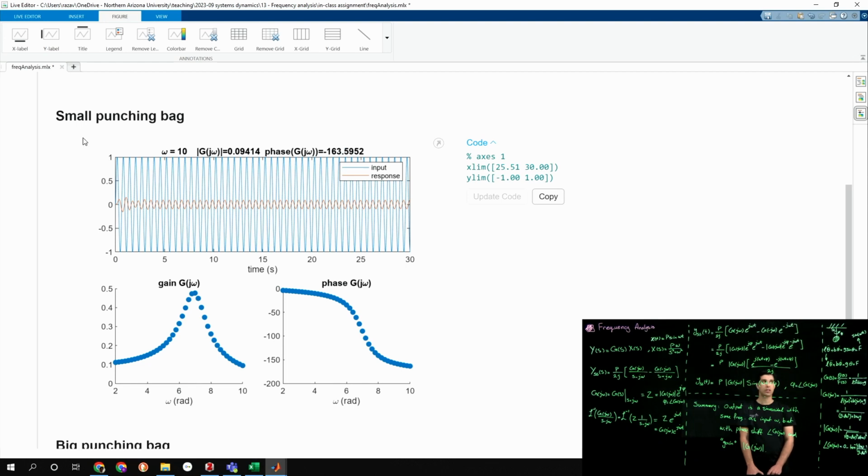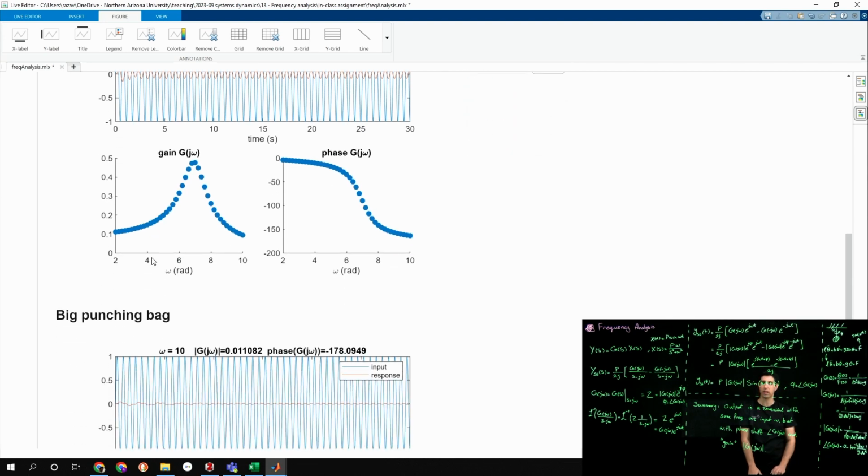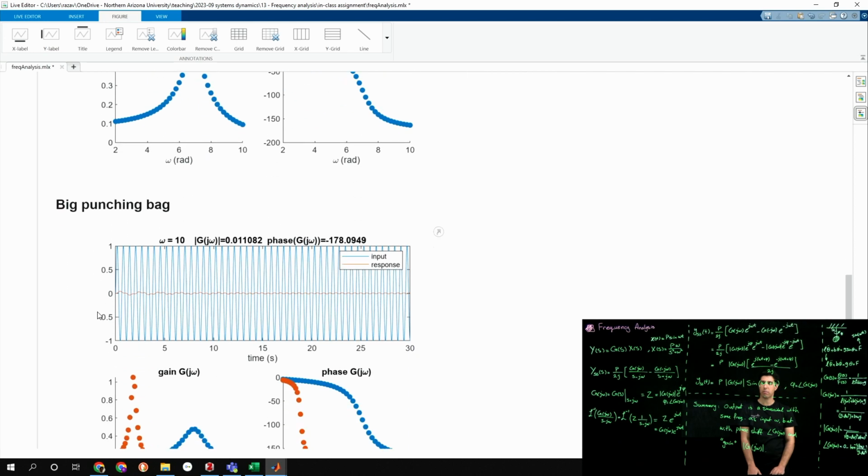So this is for the smaller punching bag, when the only thing I'm changing is the length of the pendulum to approximate the small and big punching bag. Let's see what happens if I look at the bigger one.